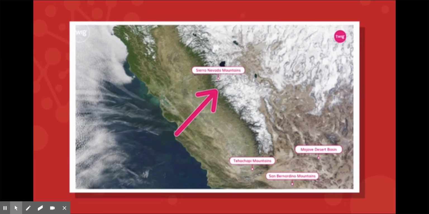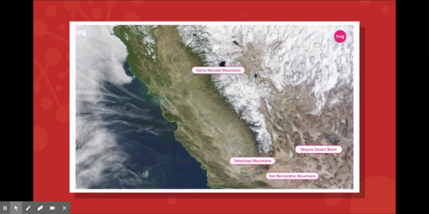Up here, the Sierra Nevada mountains have snow on them. There's little snow around the Tehachapi Mountains. This section, called the Mojave Desert Basin, doesn't have any snow at all. Areas that are lower than the land around them, shaped like a shallow bowl, are called basins. So, do you see a pattern here? It looks like low areas like the basin have no snow, and high places like the mountains do have snow.